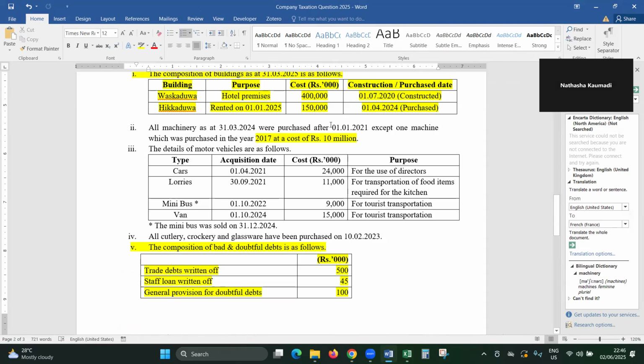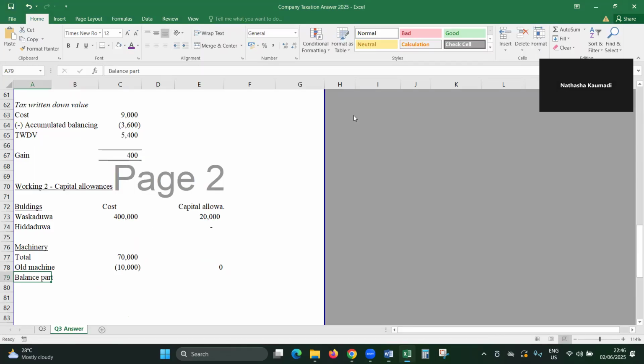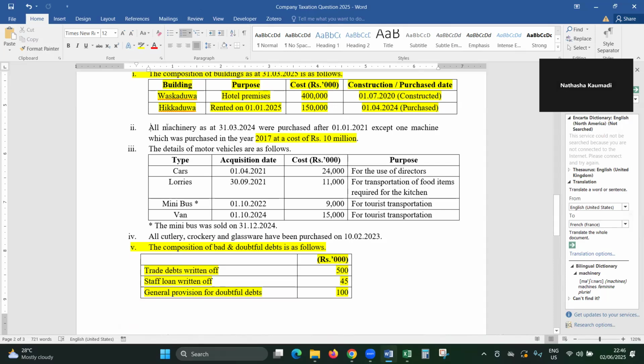Now, because balance machines were obtained after 1st January 2021, that means you can still claim capital allowances. 5 years are not completed. So in that case, balance is 60,000. For this 60,000, you can divide this by 5. 12,000 is the capital allowance. This is also done. Moving on to the motor vehicles.